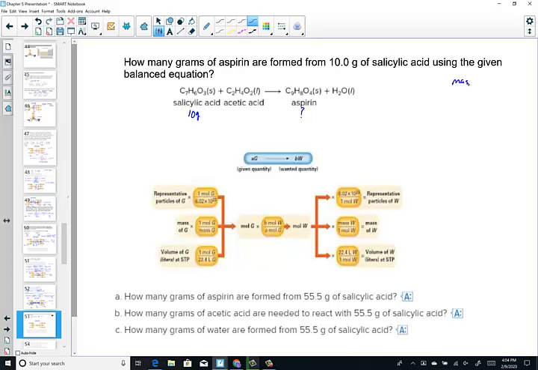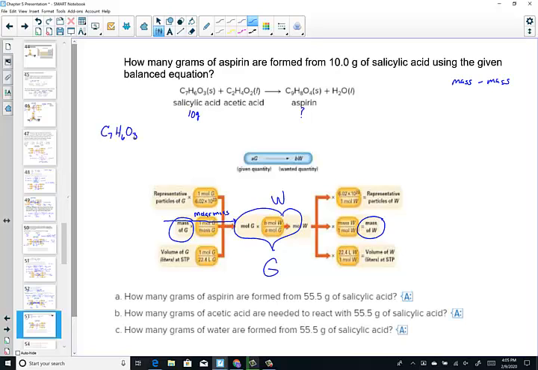Given a mass, calculate a mass. The 3 steps of stoichiometry. Start here and end here, knowing at the heart of your problem is your coefficient ratio of want over given. To move from mass to mole, the conversion factor is molar mass. We'll need the molar mass of C7H6O3. Let's go to work on that.